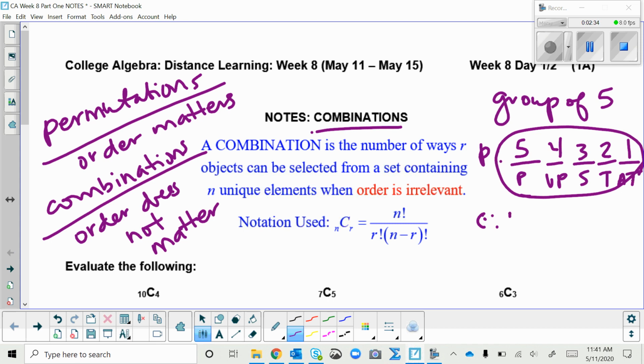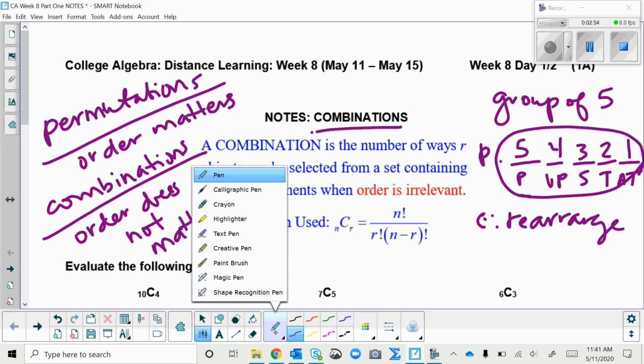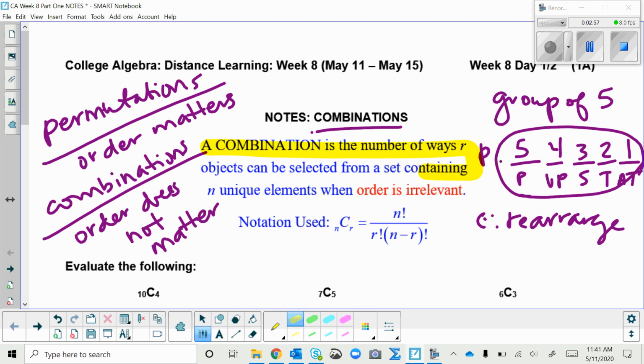But if you're just simply rearranging them, how many different ways can you rearrange 5 people? And there's no real order to it. Well, now that's a combination. Just how many combinations can you make? So one order matters and one order does not matter. And then this is the mathy definition for combination. It's the number of ways r objects can be selected from a set containing n unique elements when order is irrelevant. Okay, and then this is the formula that we're going to be using.